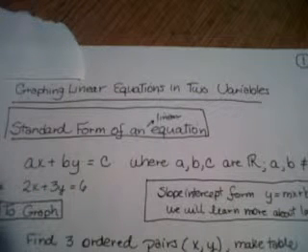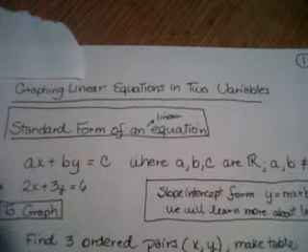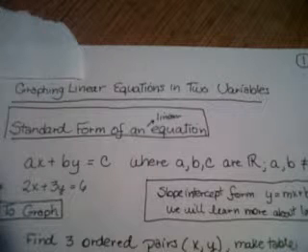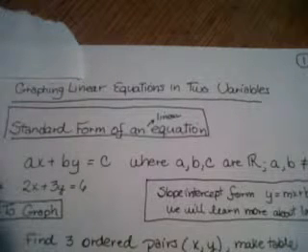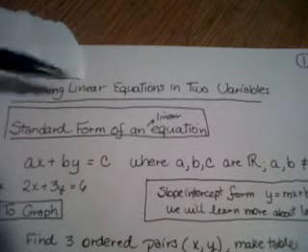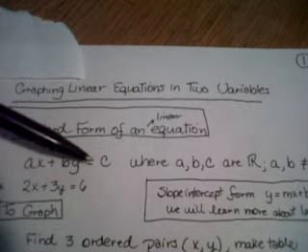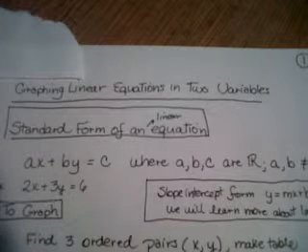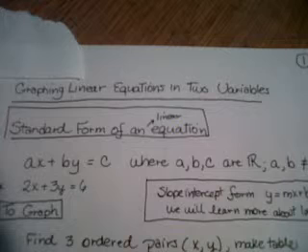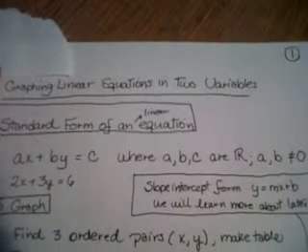So what we can do when we find these solutions to this type of equation is we can graph it. And these types of equations are called linear equations in two variables. And this is called the standard form of a linear equation. It says some type of ax plus by equals c, where a, b, and c are real numbers and a and b are not equal to 0. So that is my definition of the standard form.